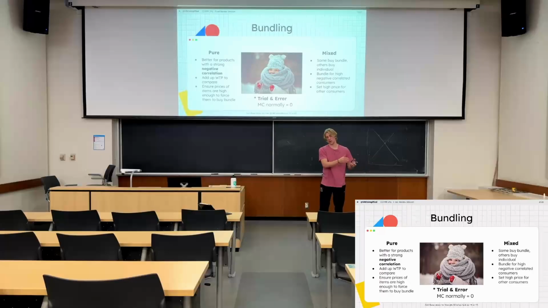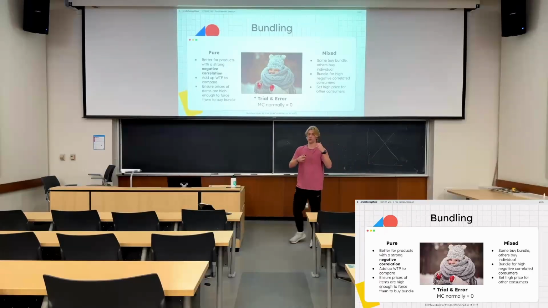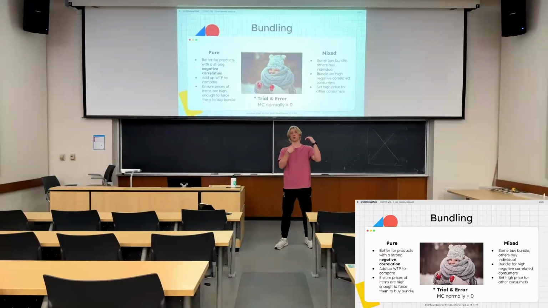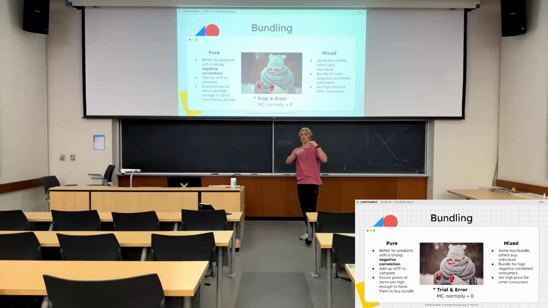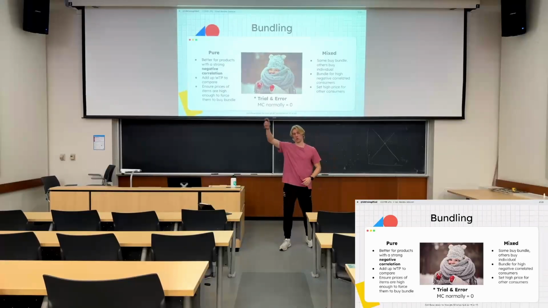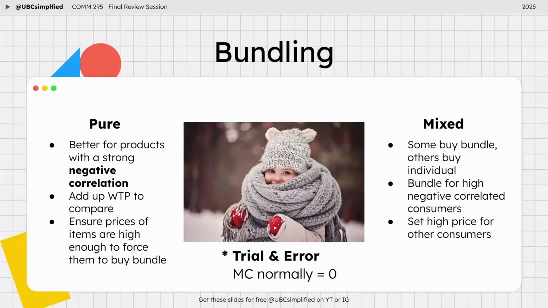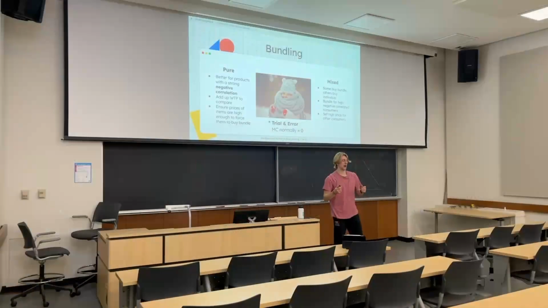And pure bundling is best for people who have very strong negative correlation between their preferences. So one person values this really high, the other person values this really low, and then they switch. You combine those two willingness to pay to calculate your bundle price and then sell it to them. Those are when it works best.